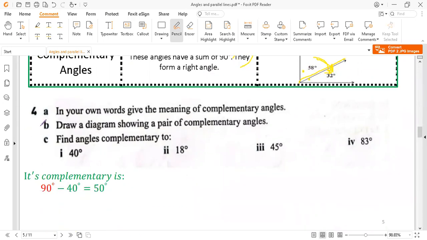So if they ask us to find the complementary angle for, for example, 40, which measure is to be added to 40 degrees to obtain 90? Normally it is 90 minus 40, it is 50, because if we add 50 plus 40, we obtain 90. Same for 18 degrees, the angle complementary to 18 is 90 minus 18, okay? So it is 72 degrees, and so on.